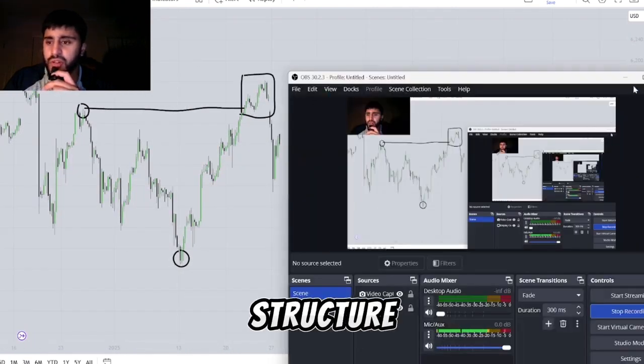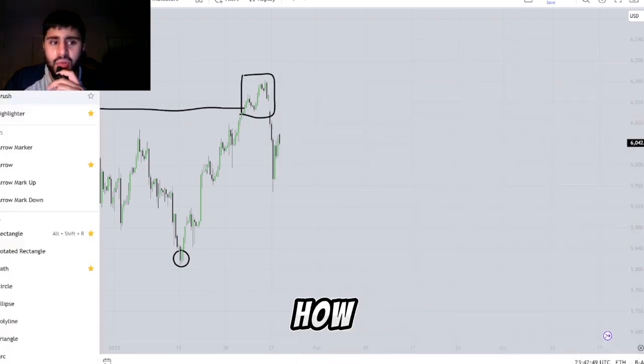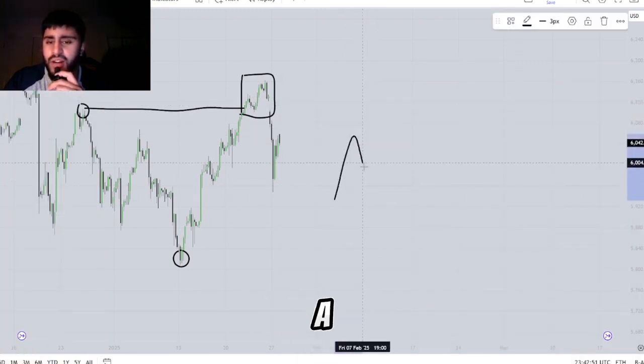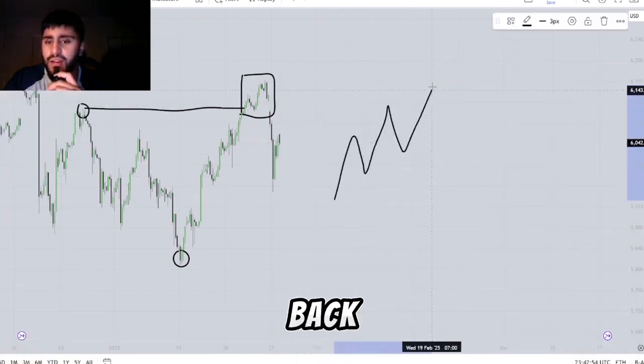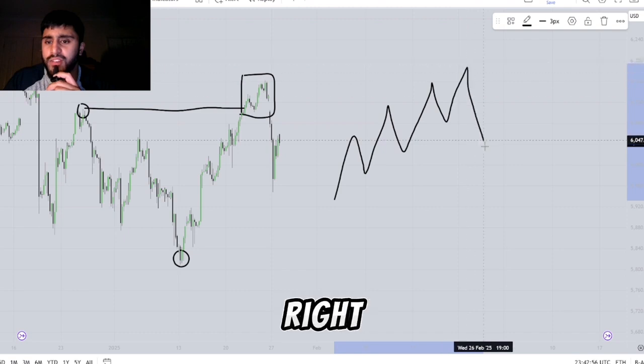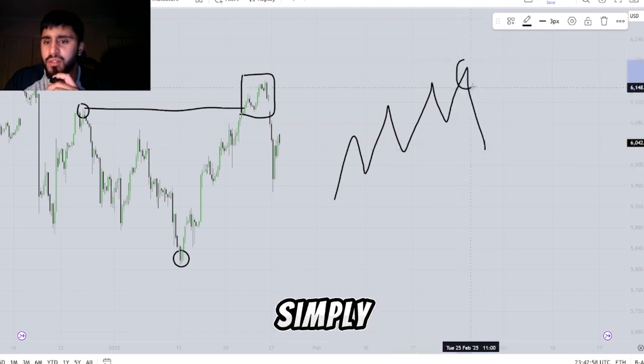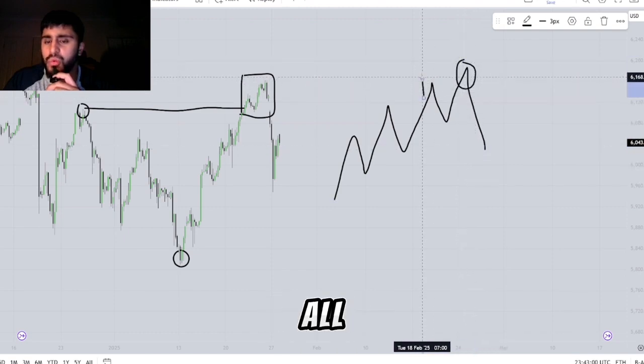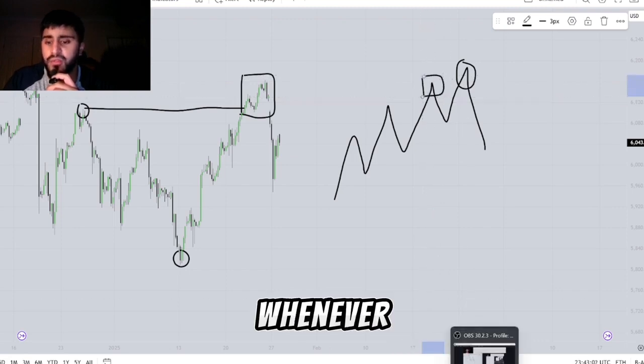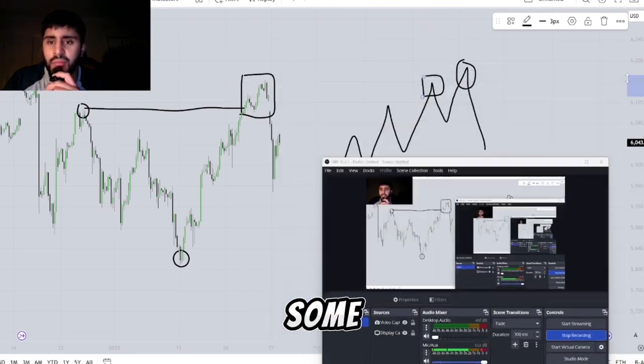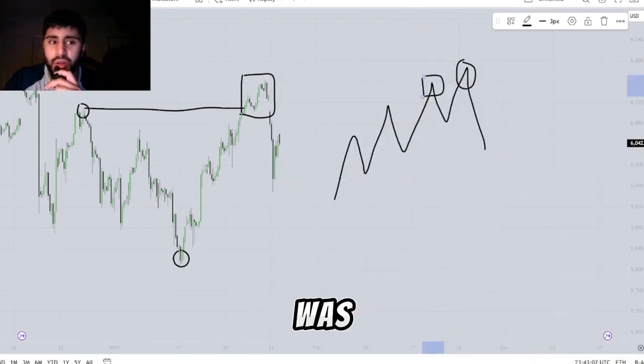So when it comes to market structure, you want to understand how we are actually looking at it from a basic level, because we have a high pullback, high pullback, high pullback, and now we've had a high, right? So now from here, we are simply looking for a pullback because we're above this all-time high or above this high. So whenever you have a high, you are looking for some kind of a pullback, and that's exactly what was going on over here, right?